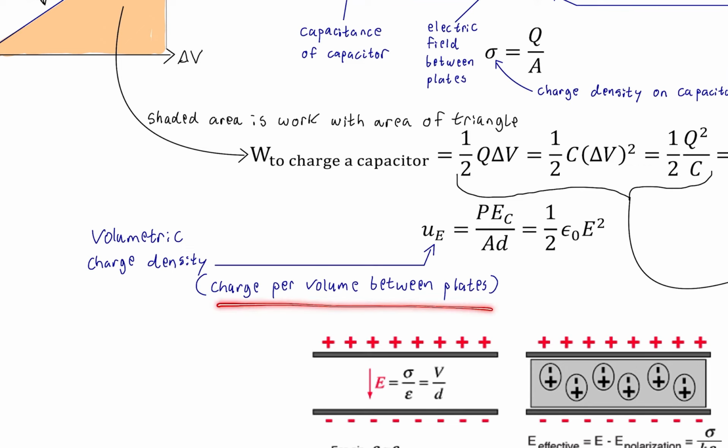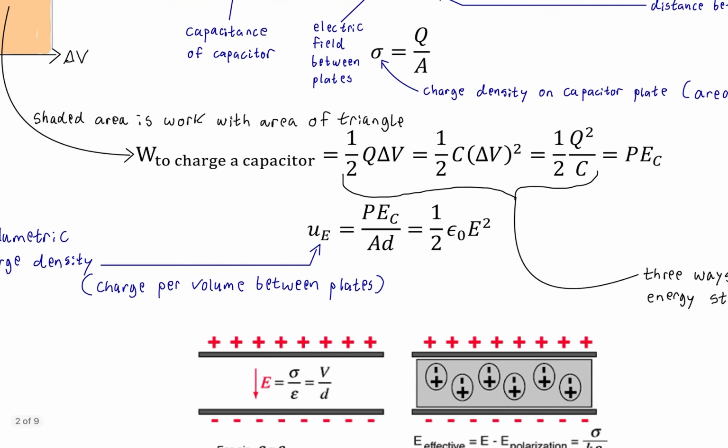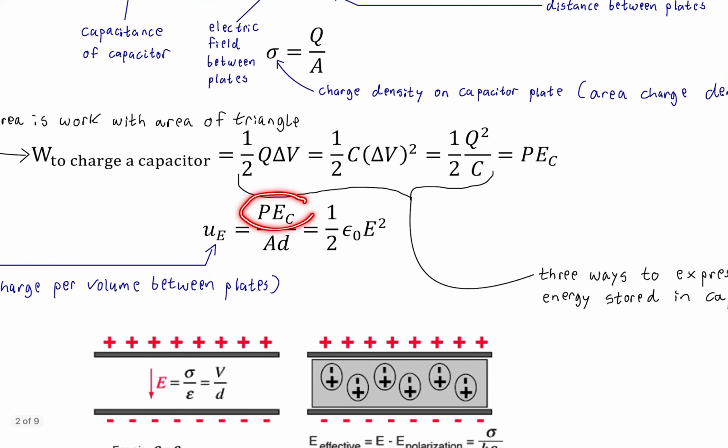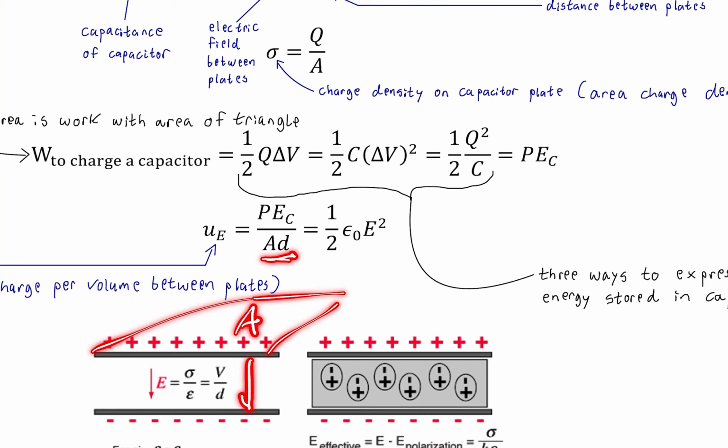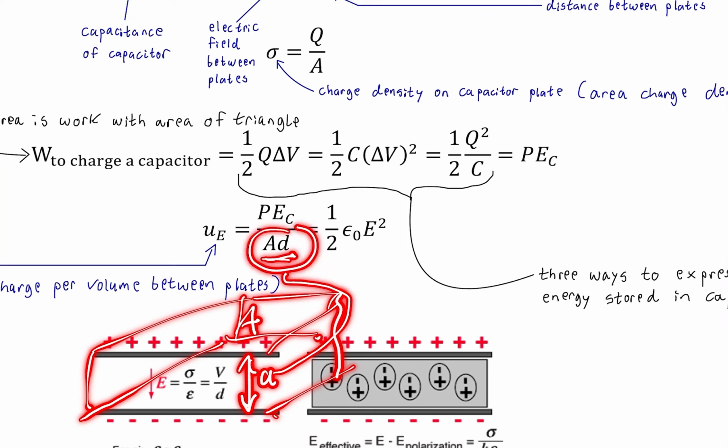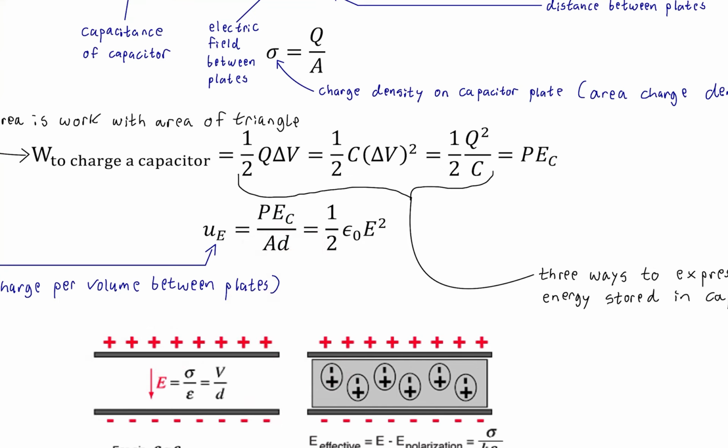So the energy per volume between the plates is just the stored energy of the plates divided by the volume between the plates. See how this is the volume between the plates? If you think of the plate as having an area A, and this is D here, then 3D speaking, we end up with this rectangular solid. That's a volume, because it's square meters times meters. So it's energy per volume.